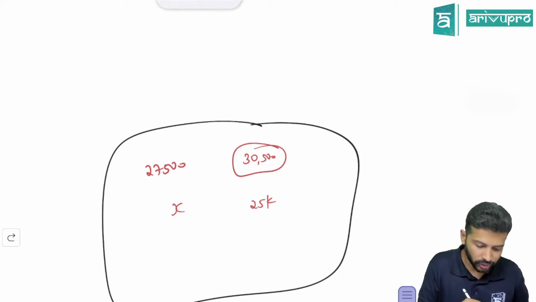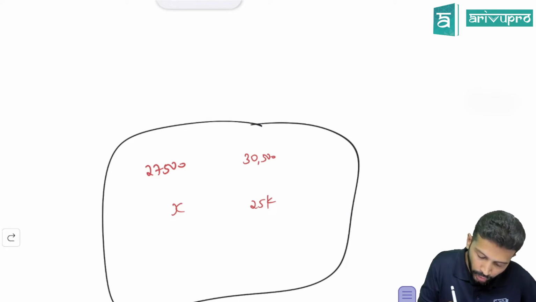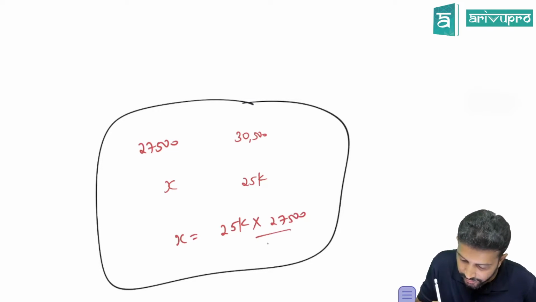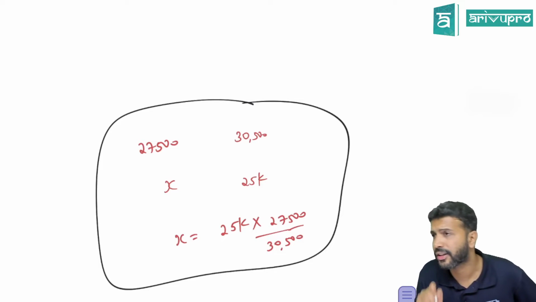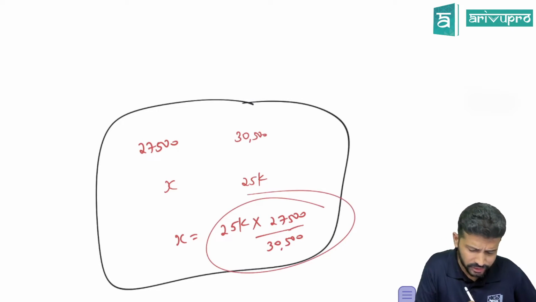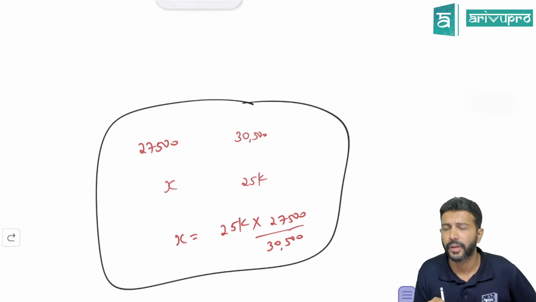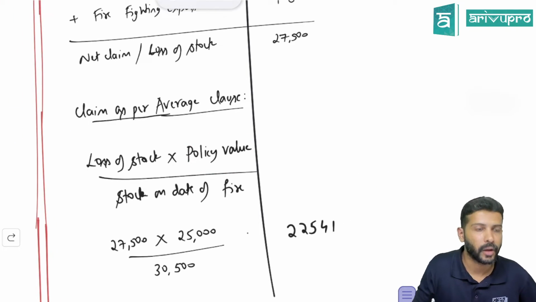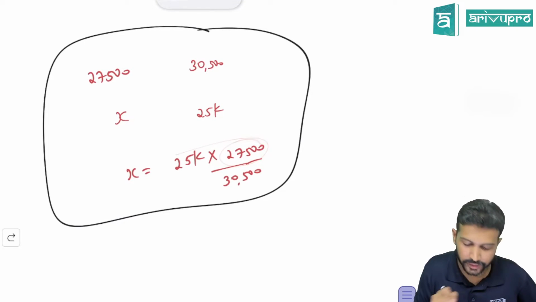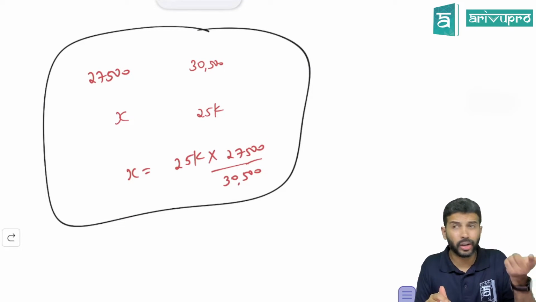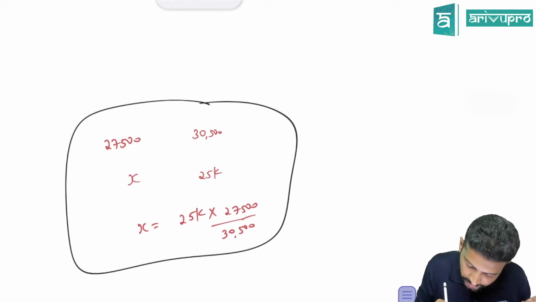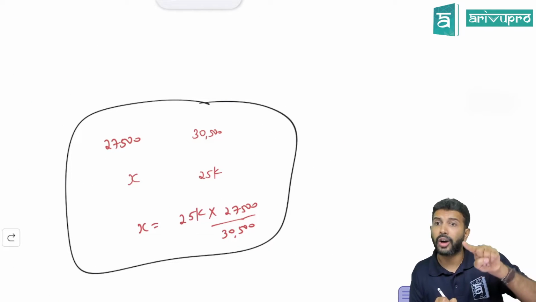Okay, 1 minute. Is this okay now? Now, how do you calculate X here? To calculate X, what are you going to do? 25,000 into 27,500 divided by 30,500. This is in numbers. Express this in words now. What is this 25,000? Policy value. That's what I've written here. What is this 27,500? The loss of stock. That is what I've written here. What is this 30,500? Stock on the date of fire.